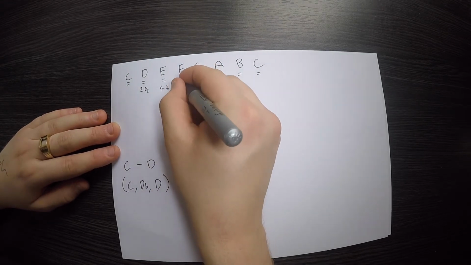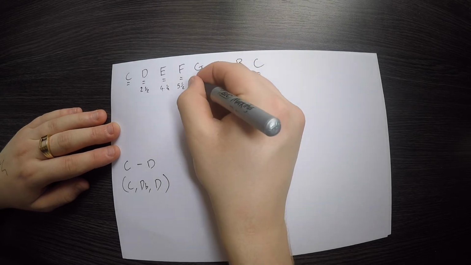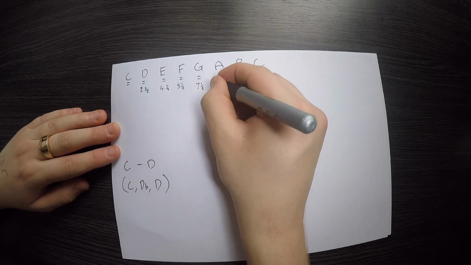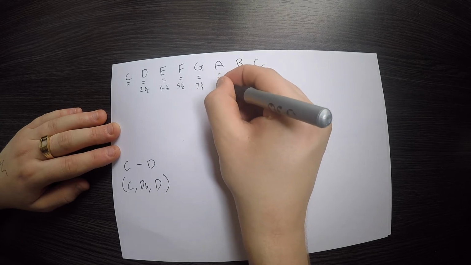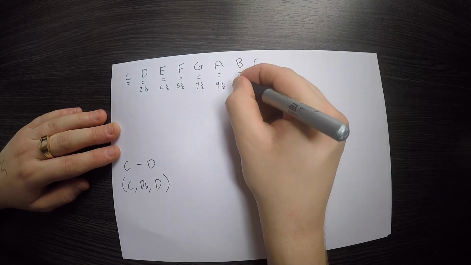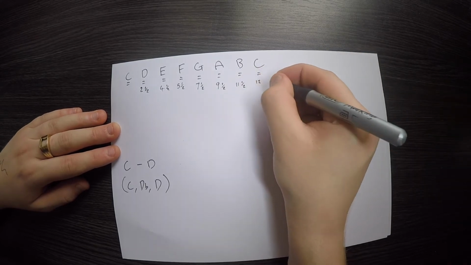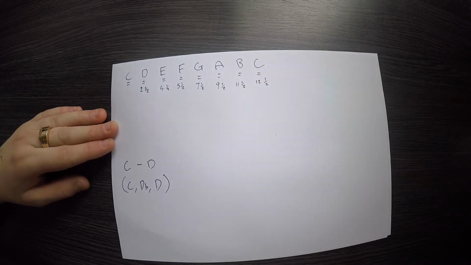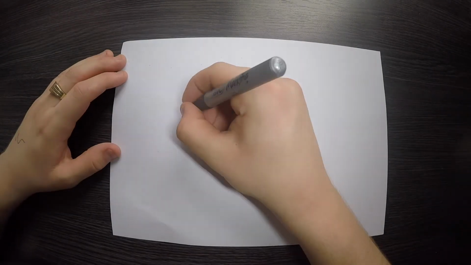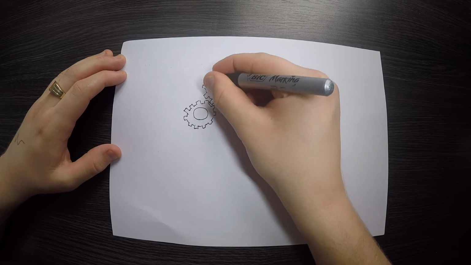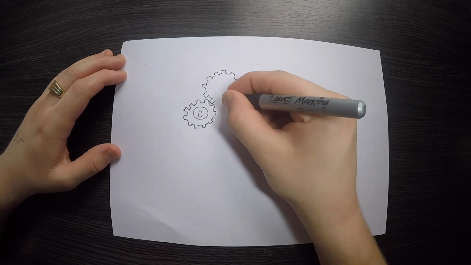C to F is a perfect fourth, which is 5 half steps away. C to G is a perfect fifth, which is 7 half steps away. C to A is a major sixth, which is 9 half steps away. C to B is a major seventh, which is 11 half steps away. And C to C is an octave, which is 12 half steps away. Now that we understand these two systems that help us find the interval of two notes, we can move on to understanding the more complex types of intervals.